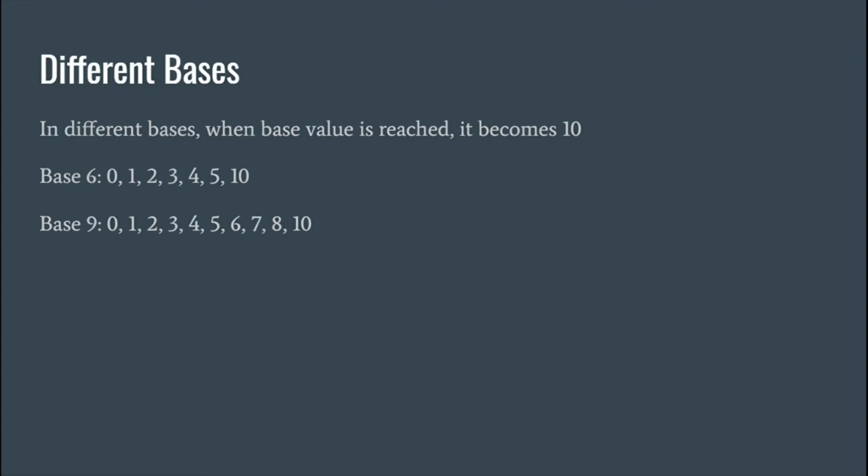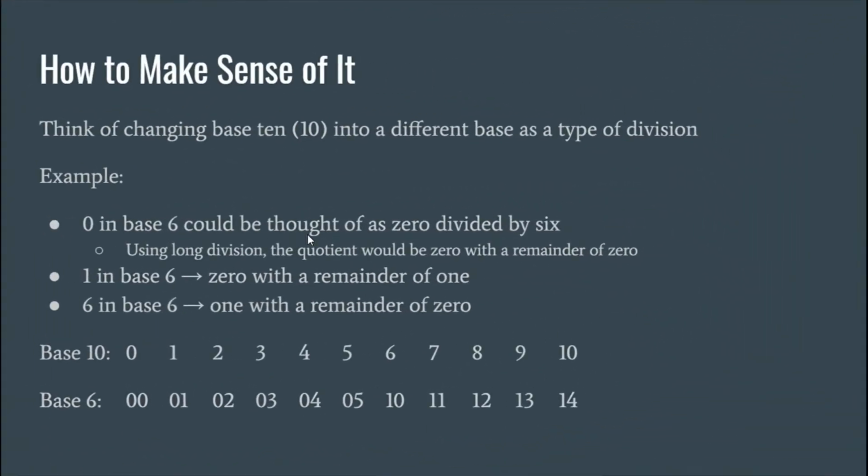So here are the numbers. In base 6, starting from 0, 1, 2, 3, 4, 5. The next number would have been a 6. But remember, when we reach our base value, it becomes a 1, 0. So similarly in base 9, 0, 1, 2, 3, 4, 5, 6, 7, 8, 1, 0. So why am I saying 1, 0?